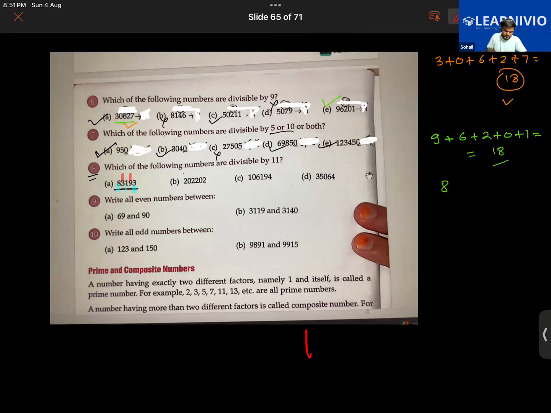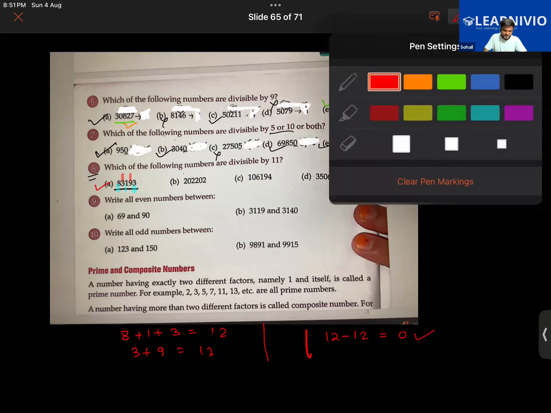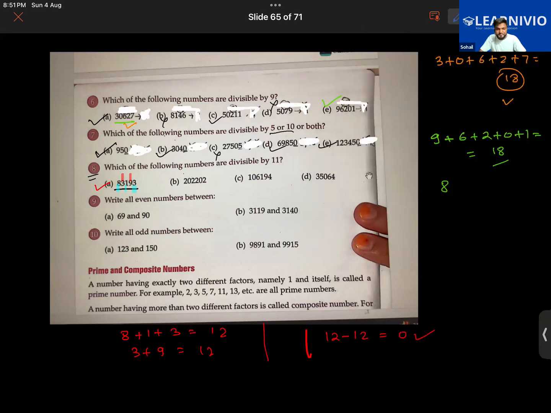Very good. So it will be solved like this: 8 plus 1 plus 3, that is 12, and 3 plus 9, that is 12. And then in the second step, you have to find the difference, that is 12 minus 12, that gives you 0. So yes, this is divisible because we are getting the difference 0. Okay, move on to next question.